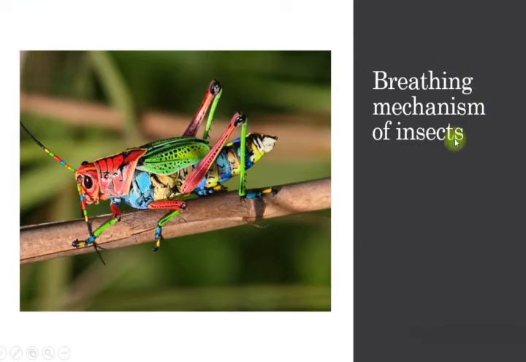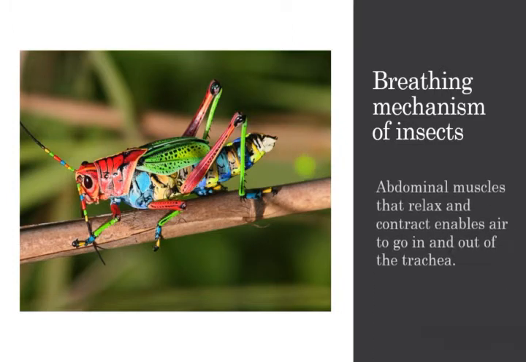If we go to the breathing mechanisms of insects, we already learned the respiratory structure of the insects. Now we are going to discuss the breathing mechanism of insects. In insects, it depends on the abdominal muscles, the muscles in the abdomen. The abdominal muscles relax and contract, enabling air to go in and out of the trachea.